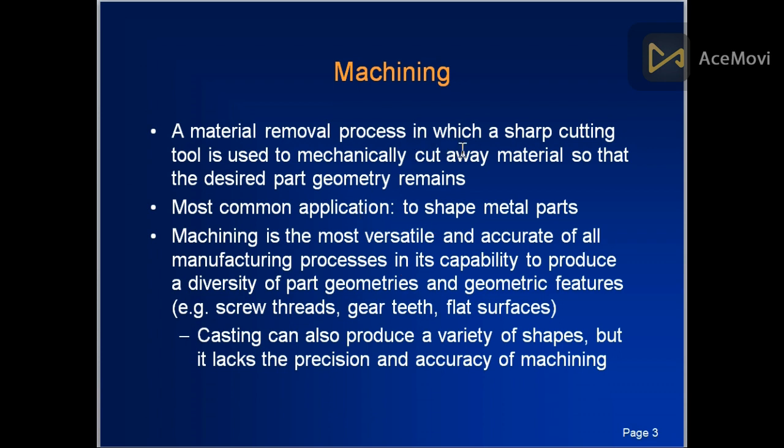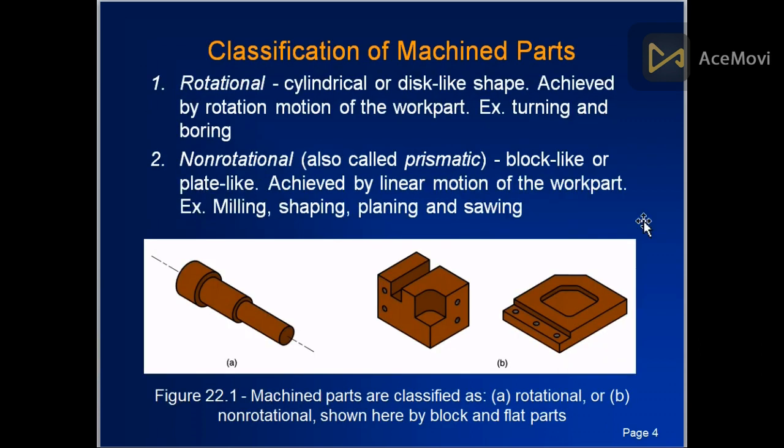Machining is basically the removal process in which a sharp cutting tool is used to mechanically cut away the material so that the desired part geometry remains. Its most common application is to shape metal parts. Machining is the most versatile and accurate of all the manufacturing processes in its capability to produce a diversity of parts, geometries and geometric features, for example, screw threads, gear teeth, flat surfaces. Casting can also produce a variety of shapes, but it lacks the precision and accuracy of machining.